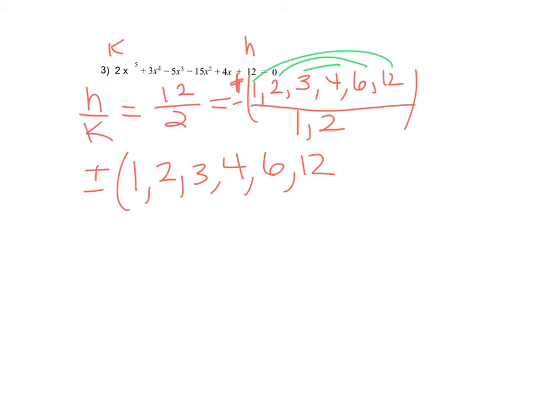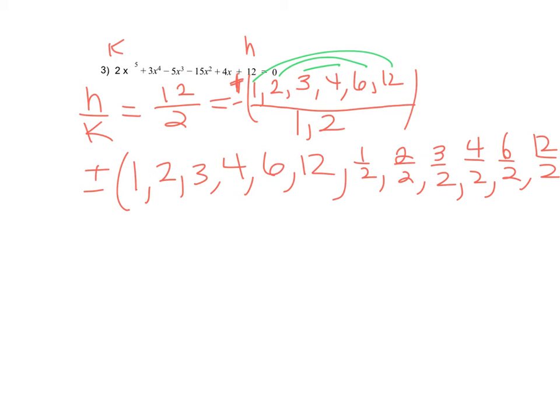Now I need to take all these and put them over the 2. So I'm going to have 1 over 2, 2 over 2, 3 over 2, 4 over 2, 6 over 2, and 12 over 2, and then I'll reduce them. So 1 over 2, then 2 over 2, and then 3 over 2, and then 4 over 2, 6 over 2, and then 12 over 2. Okay, so those are all of them.